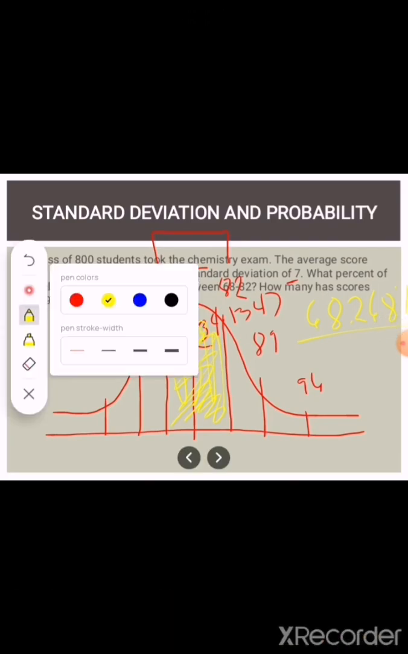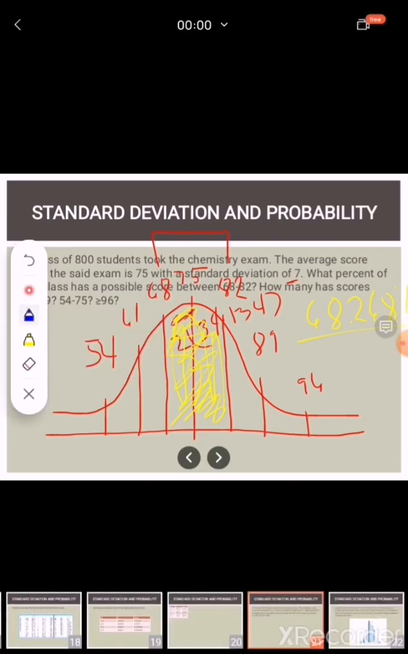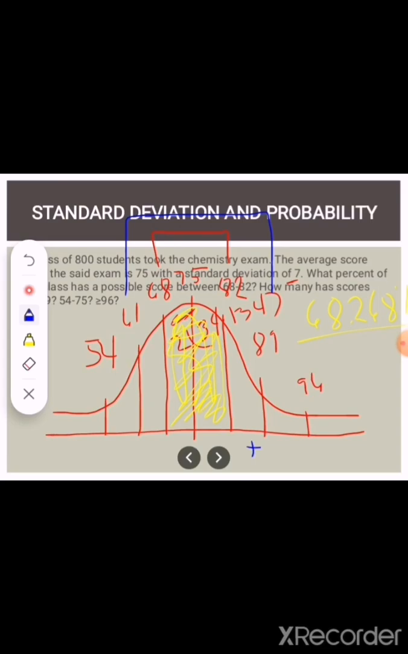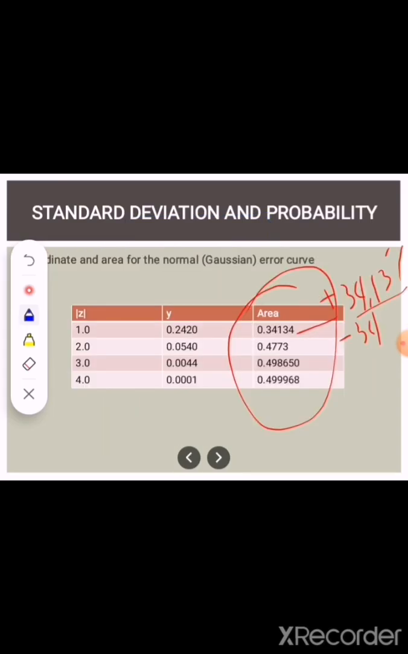Okay. How about for the 61 to 89%? So, question naman is 61 to 89%. So, nandun siya sa positive 2 at negative 2 standard deviation. Okay? So, from mean to the positive 2 standard deviation, ang area niya is 0.4743 na area. So, we have 47.73% from the mean to positive 2 standard deviation.